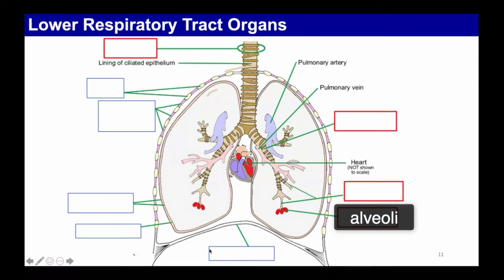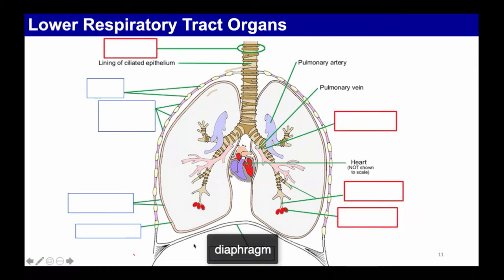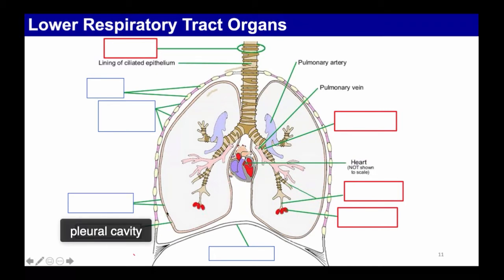At the base of this diagram, we can see the diaphragm, which is that dome-like skeletal muscle. It's the major muscle of respiration. Right above here in the center, which actually isn't in the center in real life, is the heart, which is not drawn to scale just because it's not what we're focused on. Over here, we have the pleural fluid and then the pleural membranes right above that.